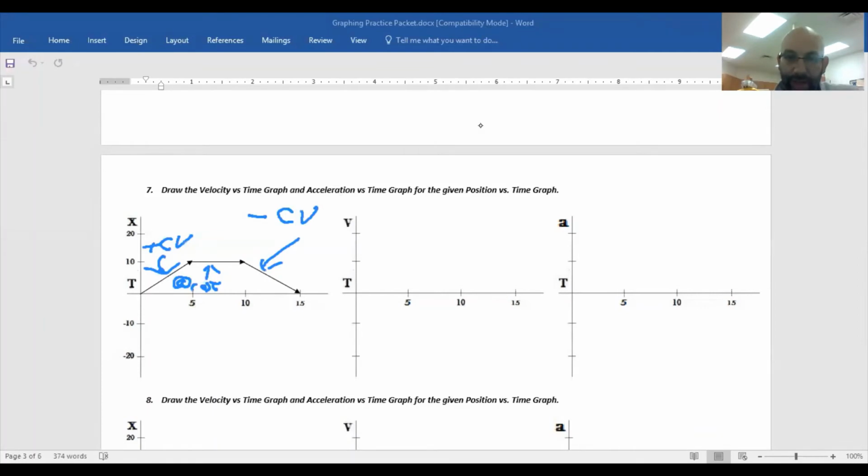So now we can graph that right over here. Positive constant velocity, no acceleration, that's a flat line here. Right, at rest, that's a flat line at 0. Negative constant velocity, that's just a flat line below 0.